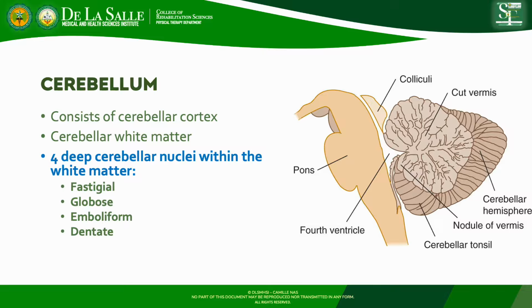So the cerebellum consists of the cerebellar cortex, just like your cerebral cortex, and it also has a white matter. Inside the white matter are four deep cerebellar nuclei, and these are named the fastigial, globose, emboliform, and the dentate.